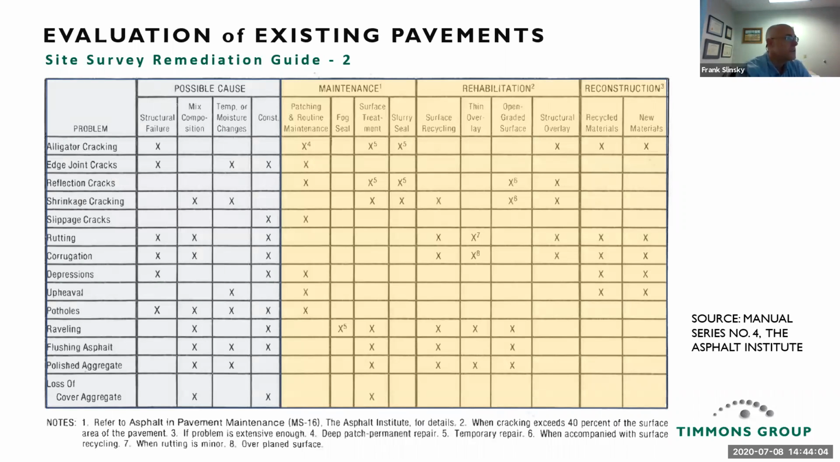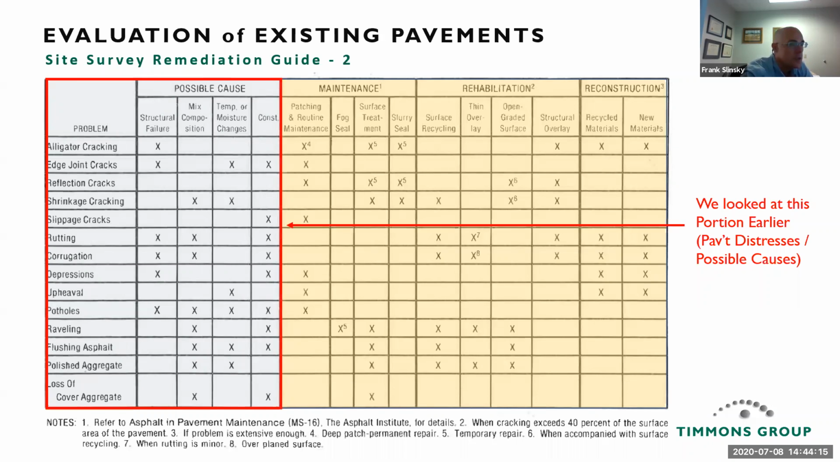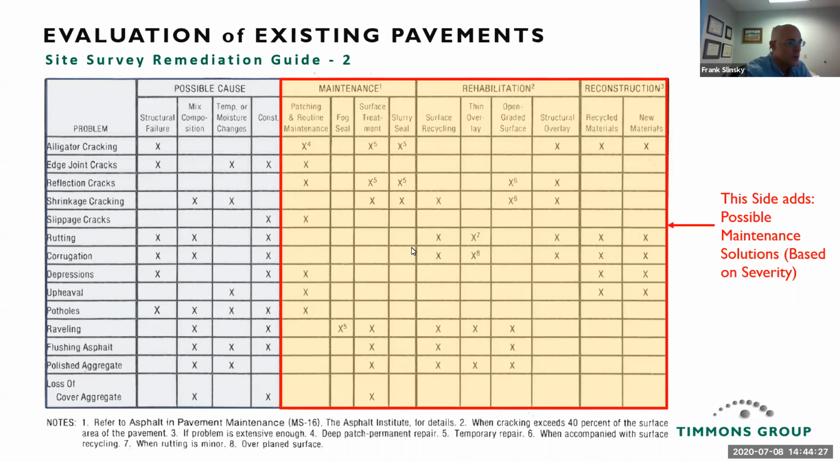So here's another site survey remediation guide. This is also from the Asphalt Institute's MS4. We looked at this portion earlier. It was spread out horizontally, but it's the same chart where we looked at pavement distresses and possible causes. But on this side, it shows possible maintenance solutions based on severity.